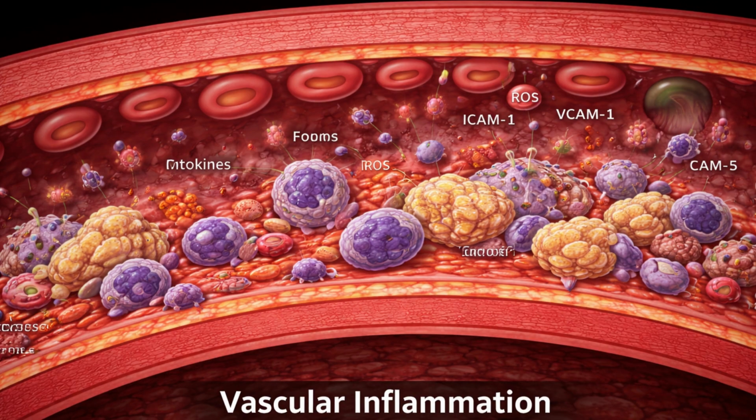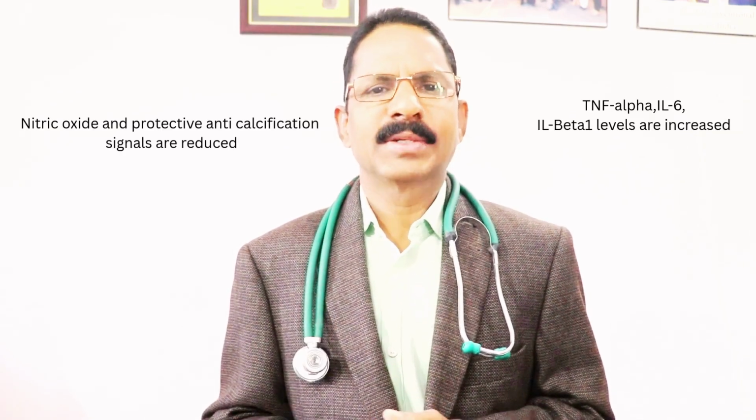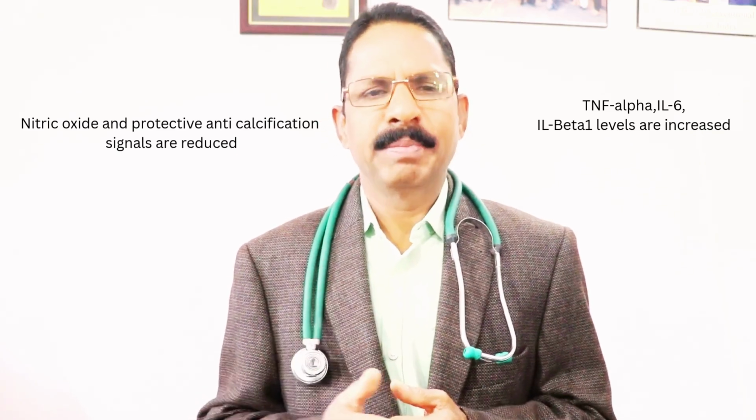Step number 2, endothelial dysfunction and inflammation. Once the endothelium is damaged, nitric oxide production will come down in the vasculature. Protective anti-calcification signals will come down in the vascular wall. Inflammatory cytokines will go up. Key inflammatory mediators involved in this process are particularly tumor necrosis factor alpha, interleukin 6, and interleukin 1 beta. These molecules signal deeper layers of the artery to change their behavior.